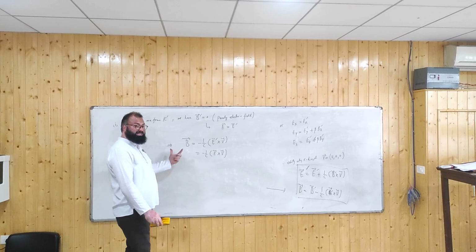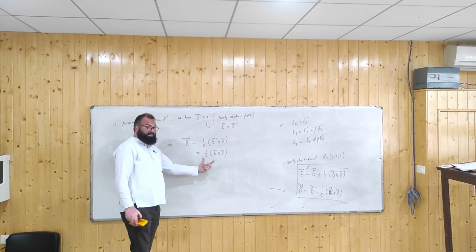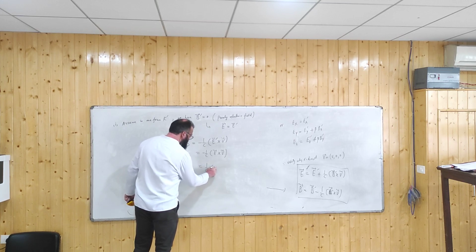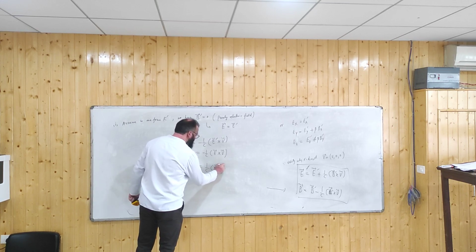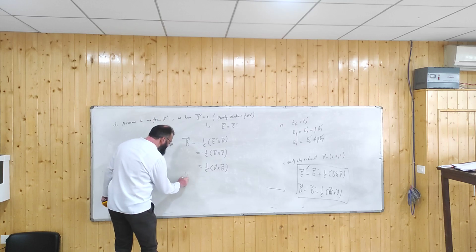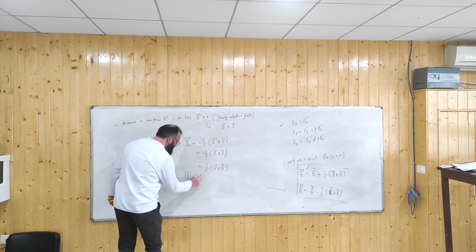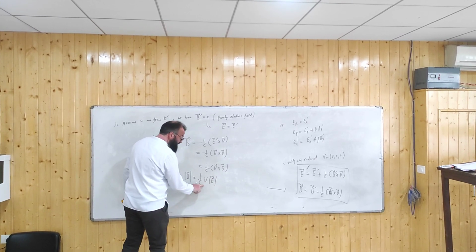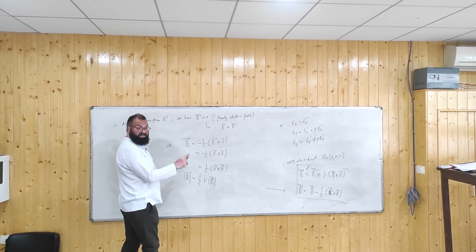So the amount of magnetic field that he will observe is this: simply 1 by C, V cross E. Now let's look at how much it is. Let's take the magnitude of this magnetic field. It will be 1 by C, V times the magnitude of the electric field. Now what is V by C? It is beta.